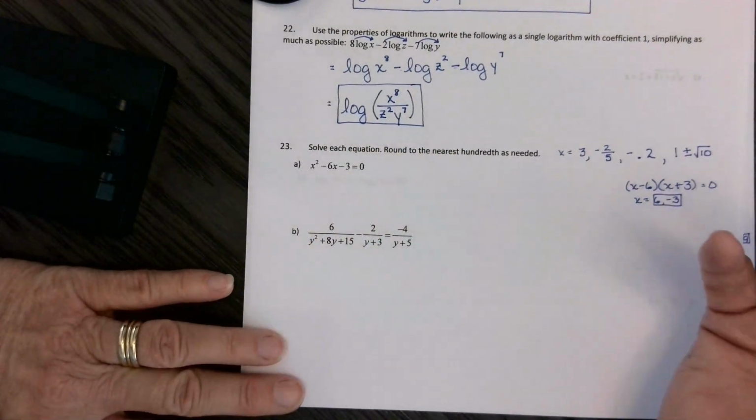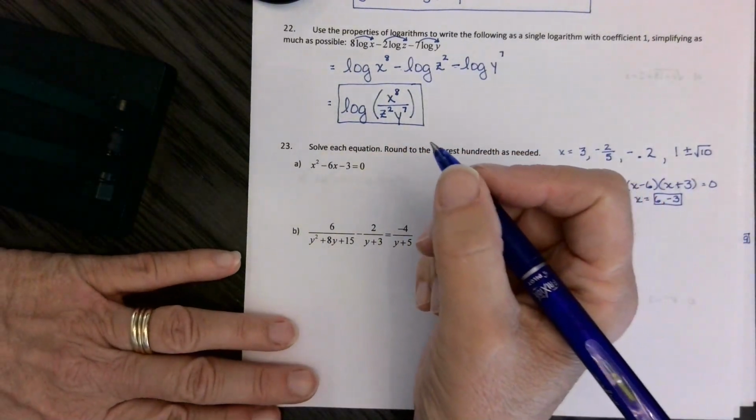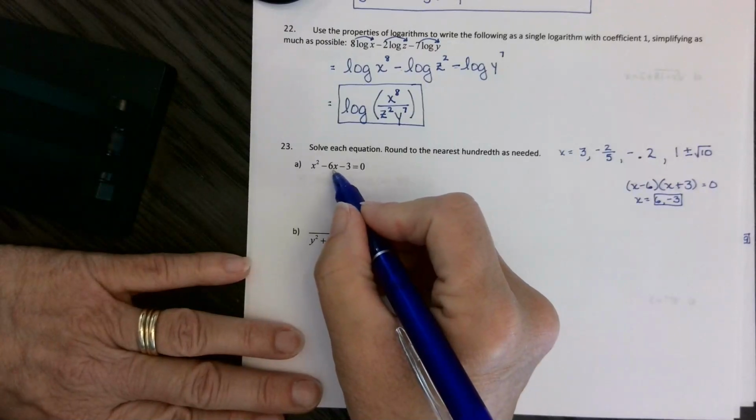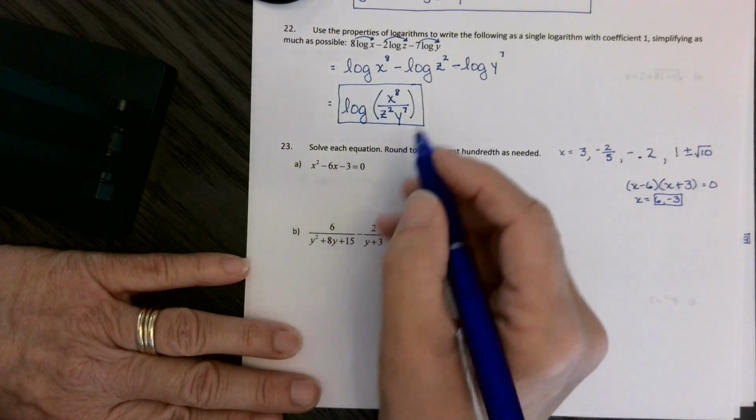I always look for things to factor. It won't. So you can't use the square root property because it has a negative 6x. You could complete the square, okay? I'll show you two different ways.